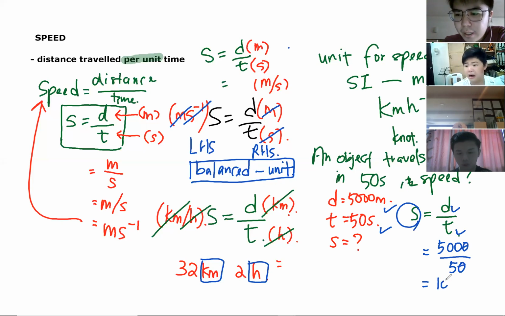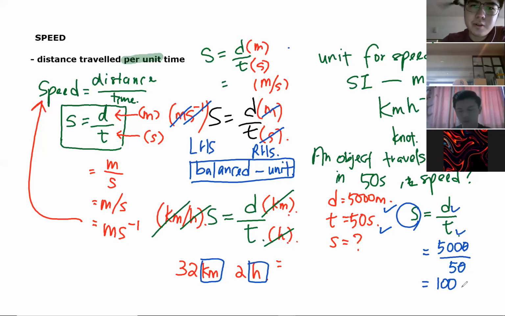cancel, 100. Okay, now here is where you want to be careful. 100 meter per second or kilometer per hour? Look at the unit. 5,000 is in meter, and 50 is in second. When you have meter divided by second, what do you get? Meter per second. So the answer is in meter per second.